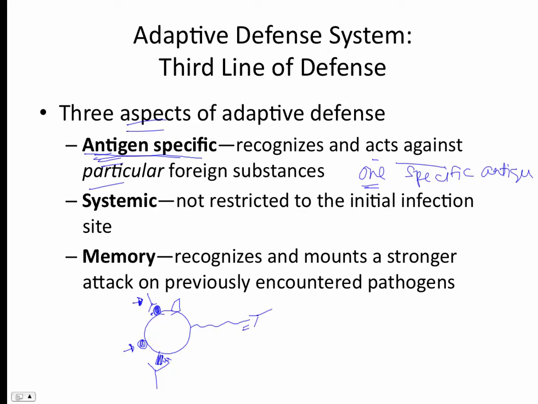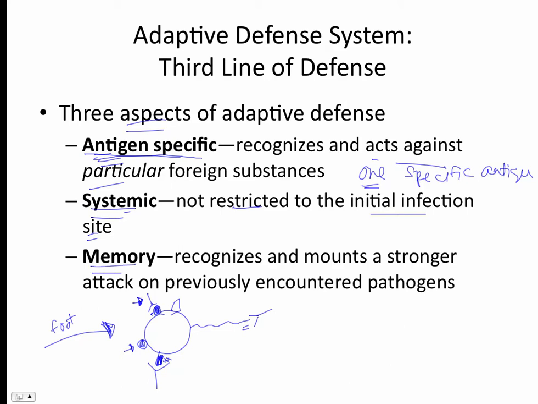Another thing about this third line of defense is that it's systemic. If this bacterial infection entered into our foot the first time, the second time it can enter into our body, let's say we ate something contaminated with this bacteria. Now it's going to our digestive tract. Well, the lymphatic tissues in our Peyer's patches can also recognize, those antibodies can also recognize these antigens in that area. So it's systemic in that it's not restricted to that initial infection site. We can also mount a response if it's in our digestive system.